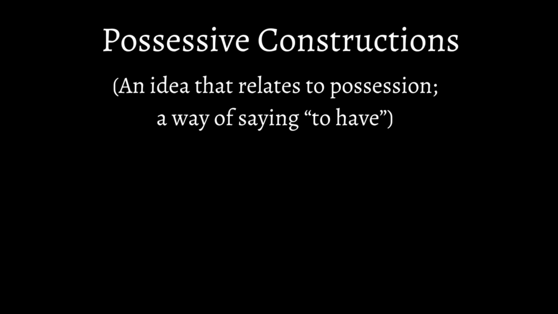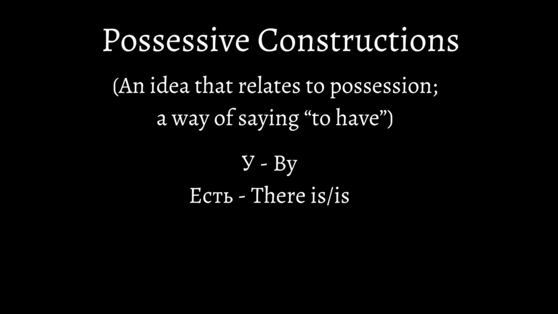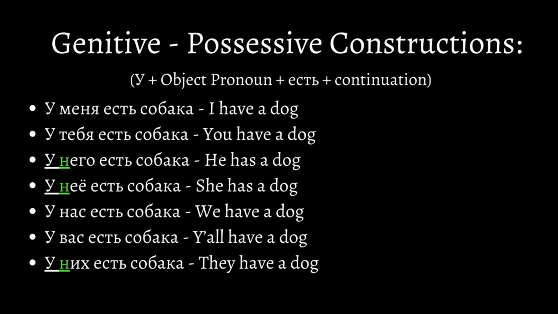Anyhow, you should always know that Russian doesn't construct to have like in English. Russian doesn't have the verb to have like in English, but it doesn't mean that the construction doesn't exist. To show that someone possesses something in Russian, we have to use the words u, meaning by, and есть, meaning there is or simply is. There is no exact way to translate this concept into English, but generally, it's simpler to understand using basic sentences. In this case, a pronoun following the word u is used in the genitive, and the word есть follows the pronoun. Here are some examples.